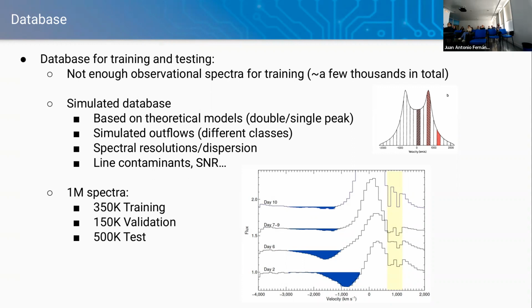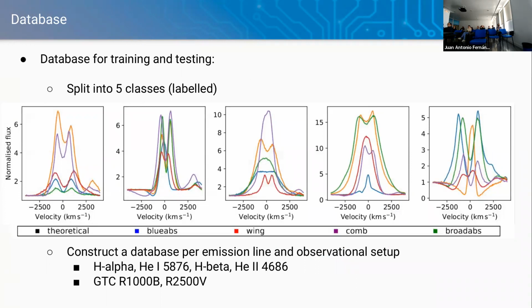Okay, so we created a median of spectra. We split it into the 3 sets that I was discussing before. So we have some training, some validation, and some tests. And then, these are the 5 classes that we are defining in our simulated database and that we want our classifier to identify.